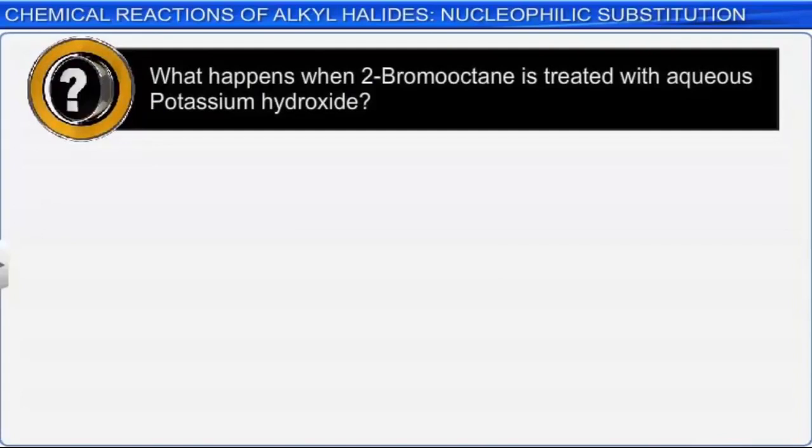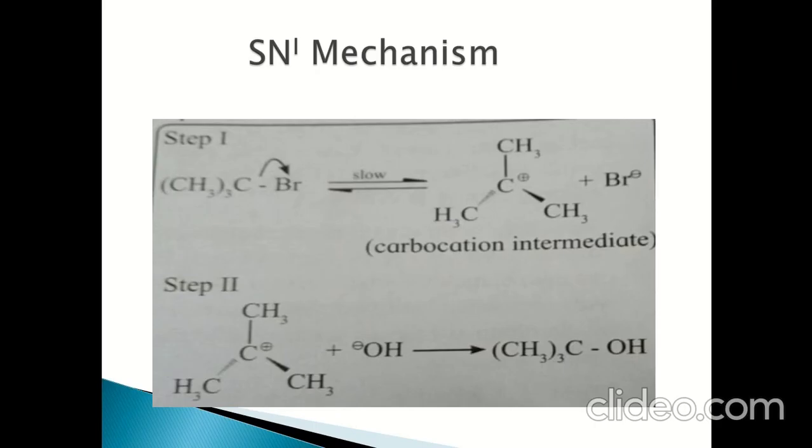Now, SN1 reaction means substitution nucleophilic unimolecular reaction. In this, tertiary butyl bromide is treated with a nucleophile. It can be seen in this reaction that the concentration of only the substrate appears in the rate equation. Concentration of the nucleophile does not influence the reaction rate.